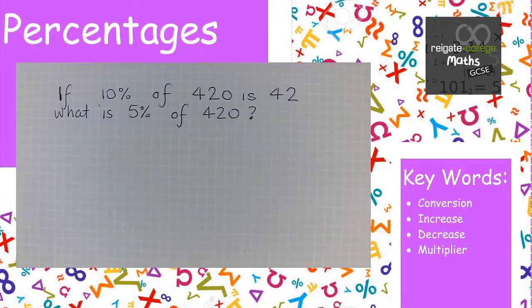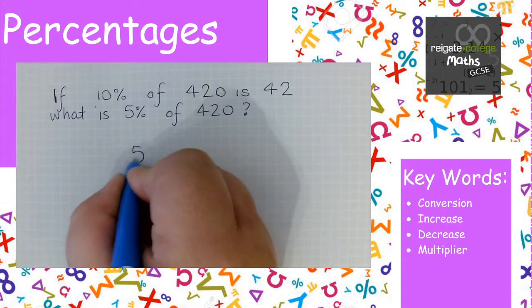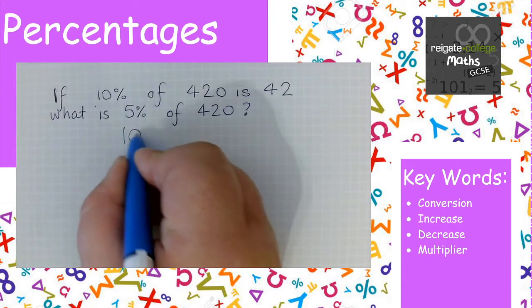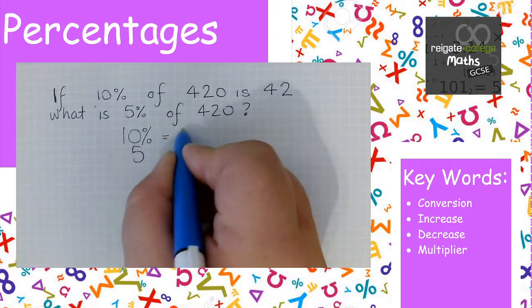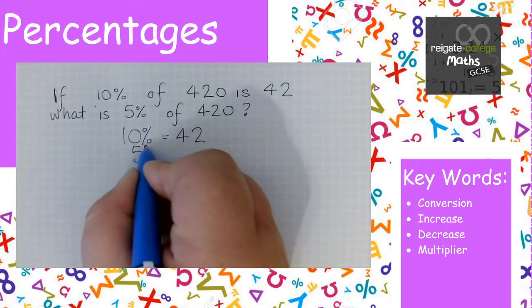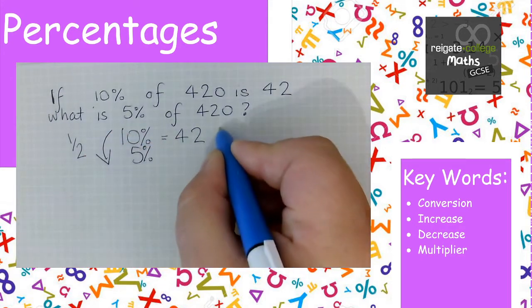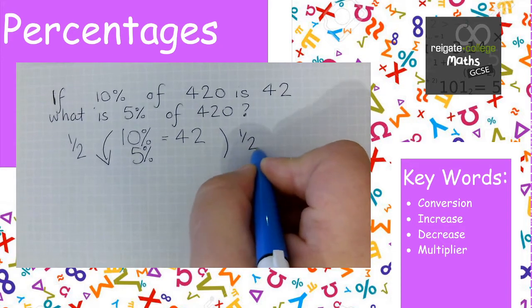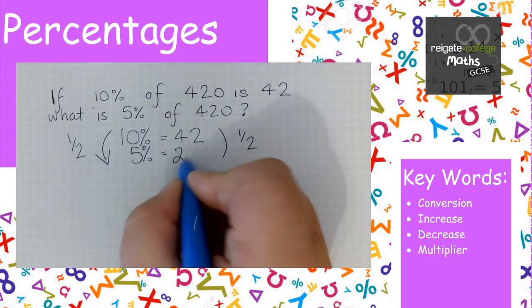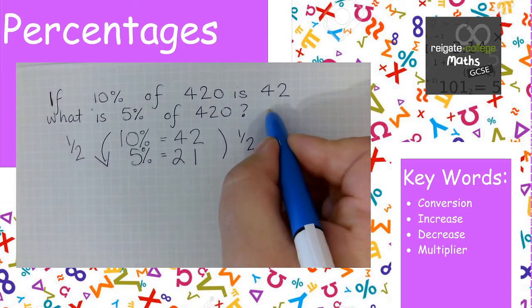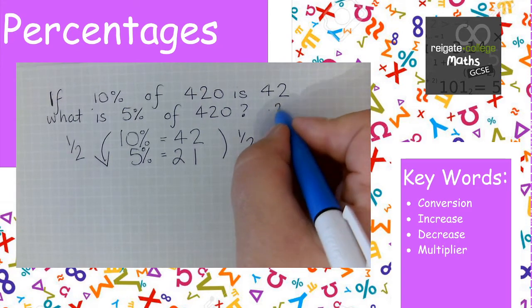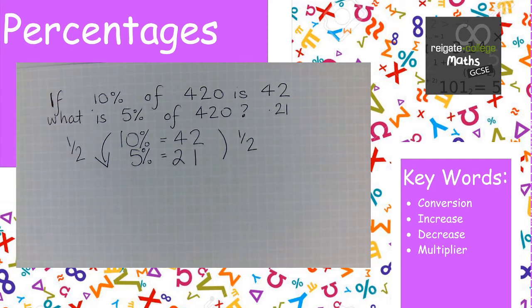So to recap, if 10% of 420 is 42, and I want to know what 5% of 420 is, I know that 10% is 42, 5% is going to be a half, and half of 42 is 21. So 5% of 420 is 21.